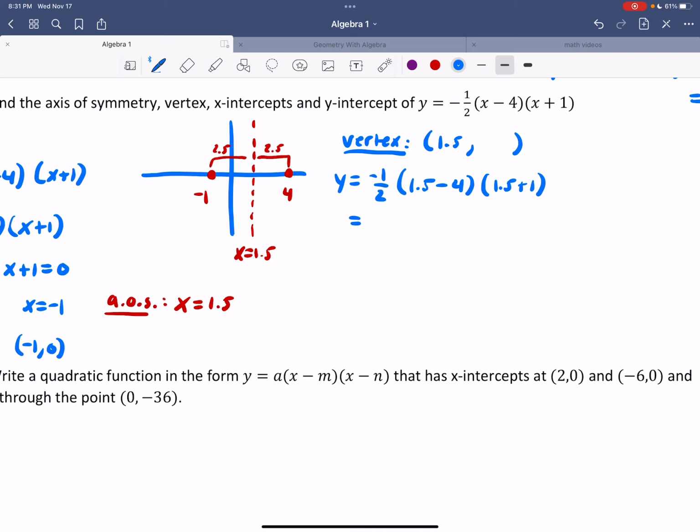I'm going to have a calculator help me do all this. I'm going to type it all in, negative 1/2 times 1.5 minus 4 times 1.5 plus 1, and I get 3.125. So the y-coordinate is 3.125.